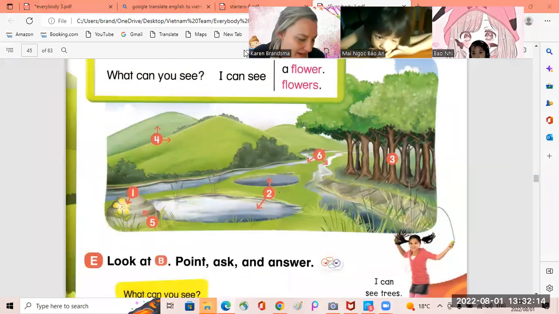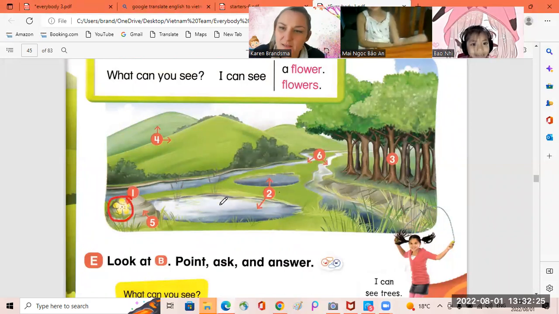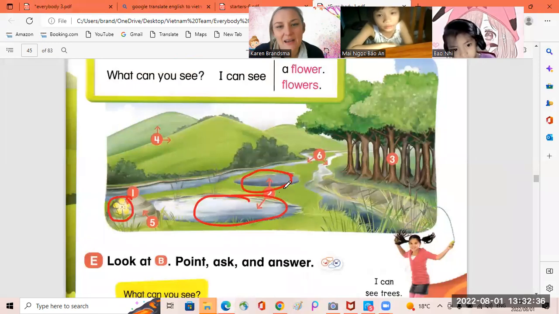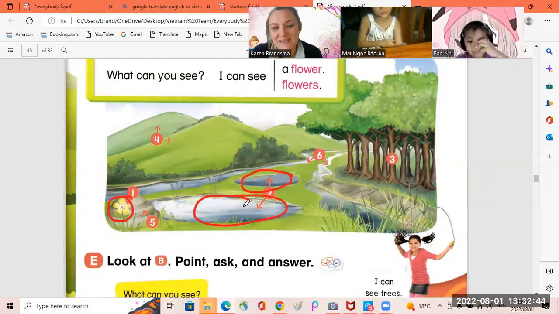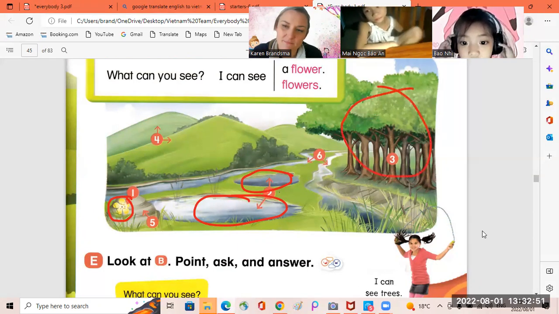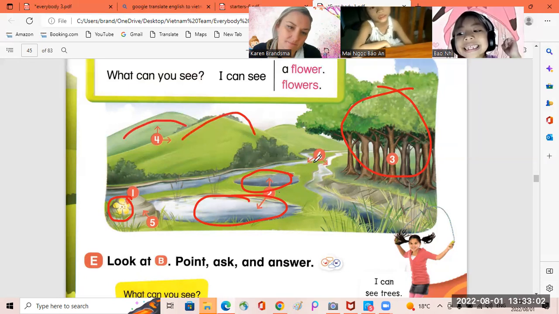Okay, now only when I say your name. Number one, Knee. What can you see? I can see a flower. Yes. Number two, what can you see? I can see a rock. There's two. I can see lakes. Lakes, because there's two. Okay. Knee, what can you see? I can see trees. Okay, and what can you see? I can see hills. Yes.